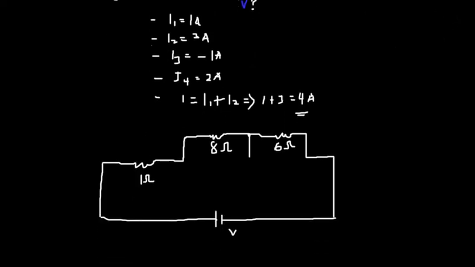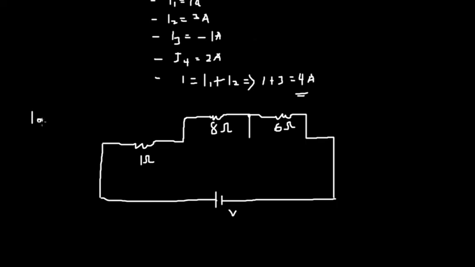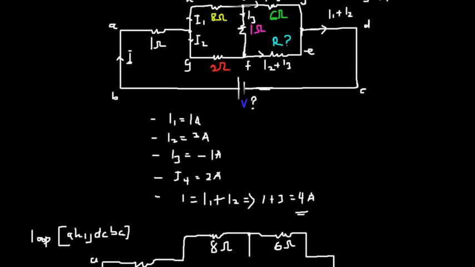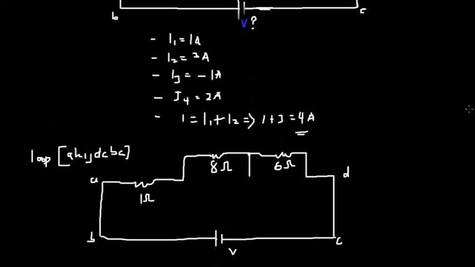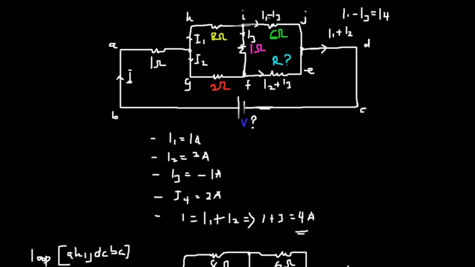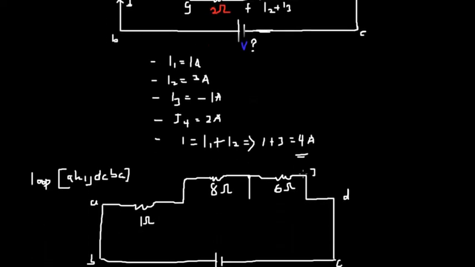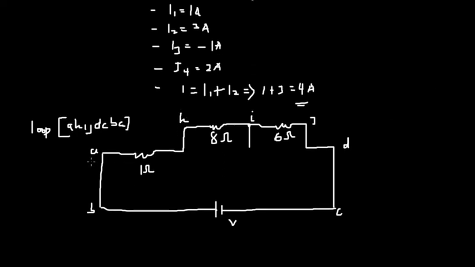So this is from the loop. Let me rewrite the loop again. We chose loop A H I J D C B A. That's the loop. So we have A, B over here, and a C over here. Let's write that: D, J, I, H. This is how we took the loop, from A H I J D C B A.